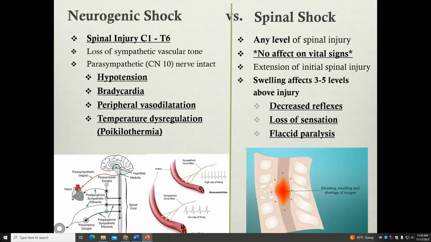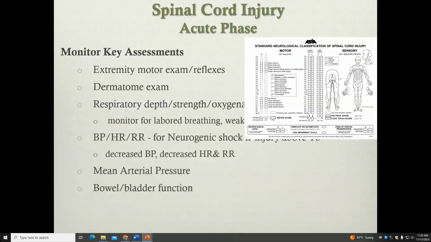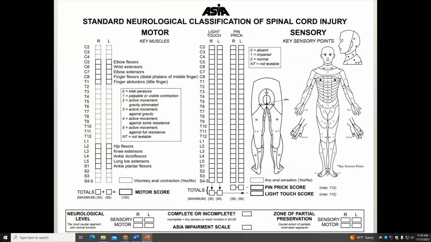You don't need to worry too much about the temperature dysregulation. That is part of it. But really, if you know hypotension, bradycardia, peripheral vasodilation, those cues will be on there. There may be a cue that says they can't keep their temperature up, but that's not a specific cue, so I'm not going to put that too much in a highlight.